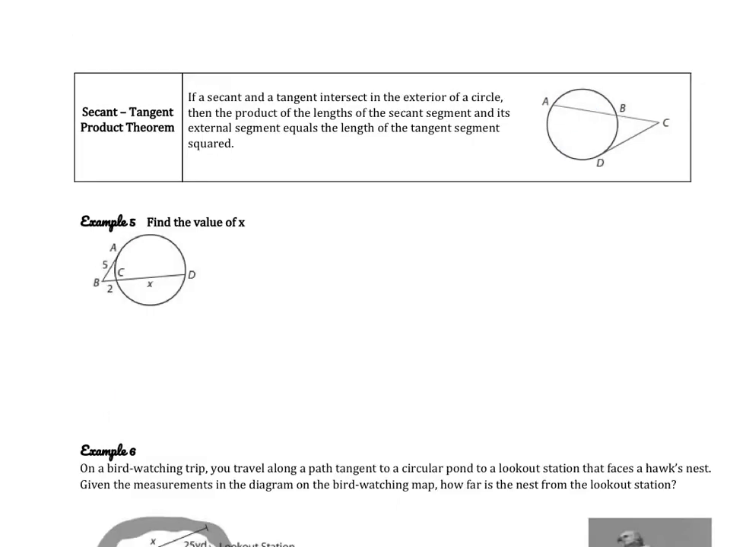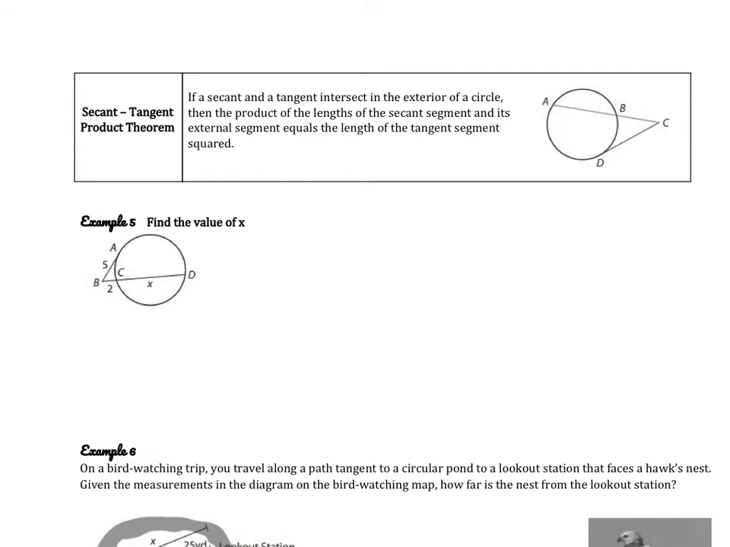Okay, the last theorem we're going to talk about is what's called the secant tangent product theorem. So here we have a secant and a tangent that intersect on the exterior of the circle. So for this one, it says the product of the lengths of the secant segment and its external segment. So that's the same as before. We're going to do total secant times outer secant portion should equal the length of the tangent segment squared.